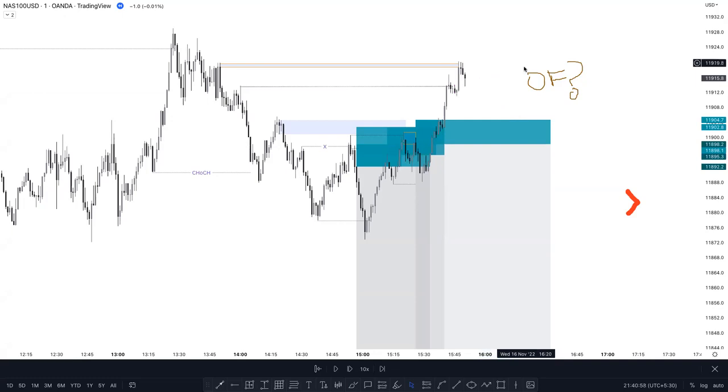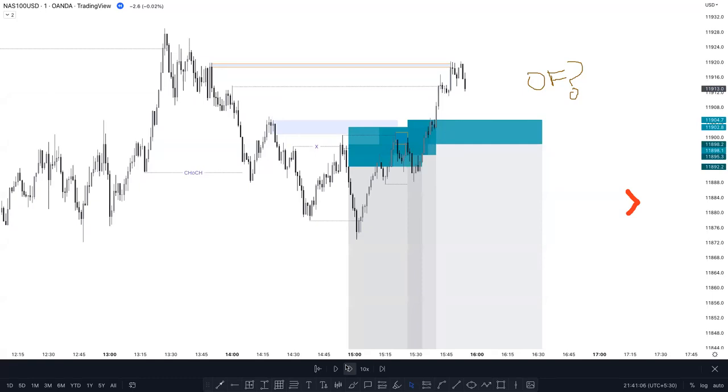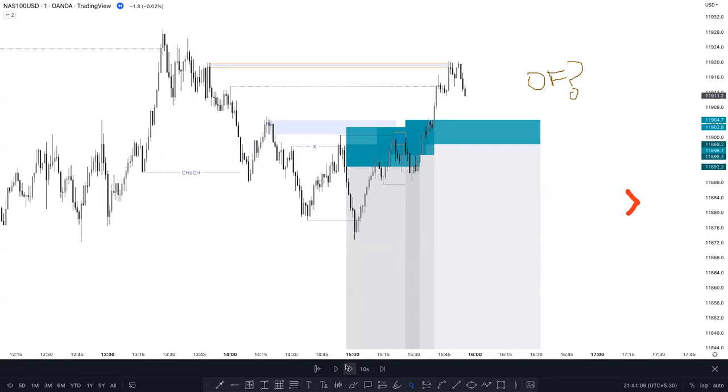Let's see what happened next here. Okay, perfect. Can a flip become an inducement? Now where is our possible entry here? Is there any possible entry here, everyone, or should we wait for the confirmation?